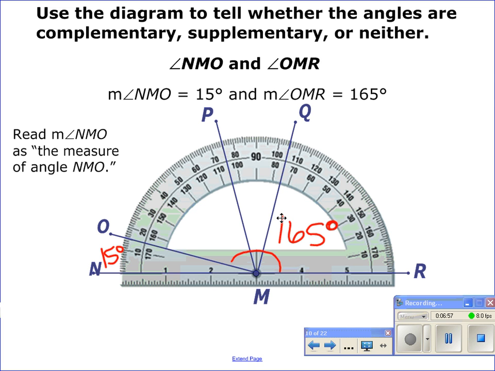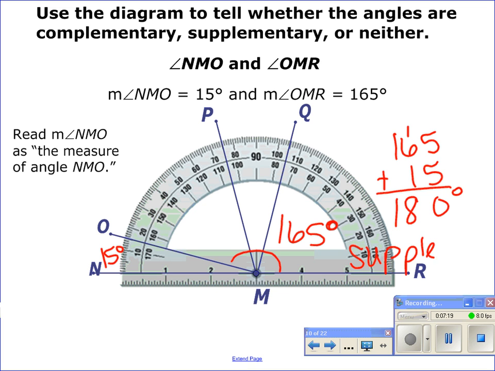You are going to add. So let's add these together. 165 degrees plus 15 degrees. When you add them, you get 180. 5 plus 1 is 6, 6 plus 2 is 8, and 1 plus 0 is 1, so 180. 180 degrees are called what type of angles? These are supplementary angles.